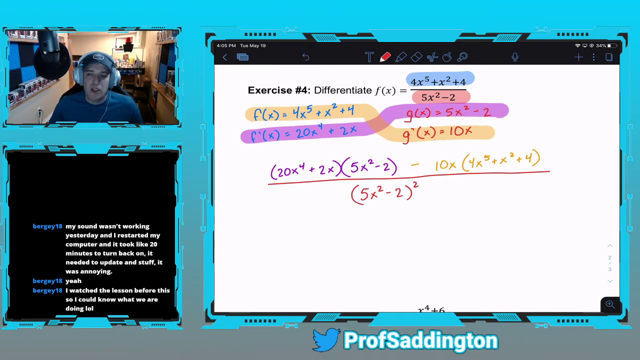So all I'm requesting from you guys on this homework is to simplify the top. That's all I'm requesting, no more than that. So you don't have to simplify the bottom. You can just leave it as 5x squared minus 2 squared.